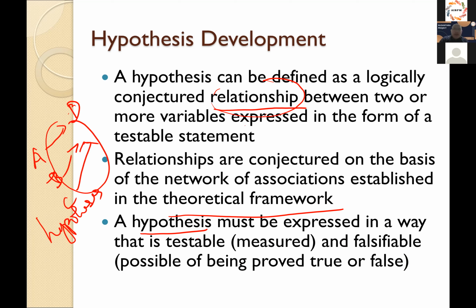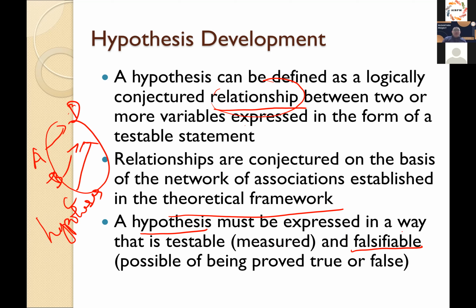A hypothesis will be expressed in a way that is testable. Testable means you can use it to test. For example, you say no relationship, so we can test yes or no. But you cannot test something that cannot be tested. For example, we are sad, so how to test? There is no way to test. So you need to make a hypothesis testable and falsifiable.